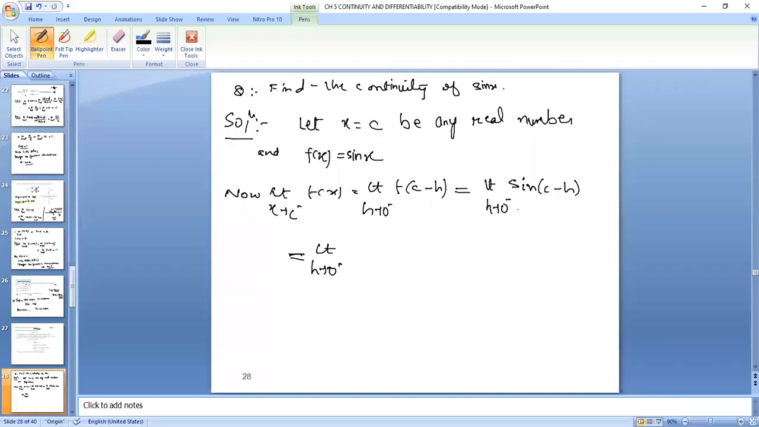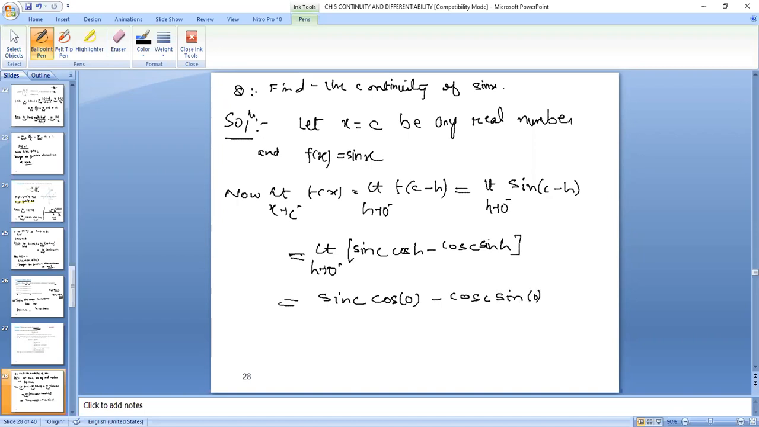So we will apply the formula of sine A minus B, which is sine A cos B minus cos A sine B. Now we will apply the limit. So it will be sine C cos H means 0 minus cos C sine H means sine of 0. We are applying the limit, H is tending to 0.